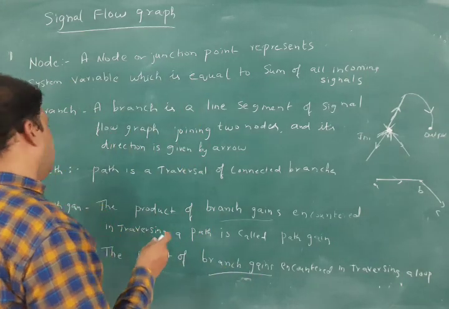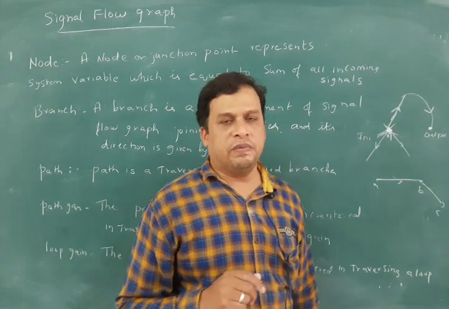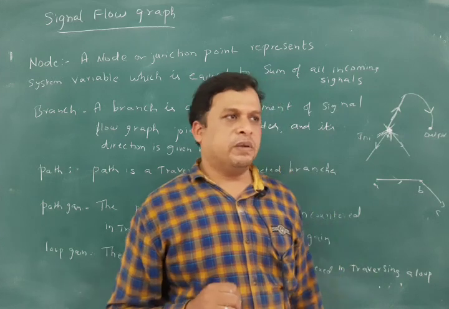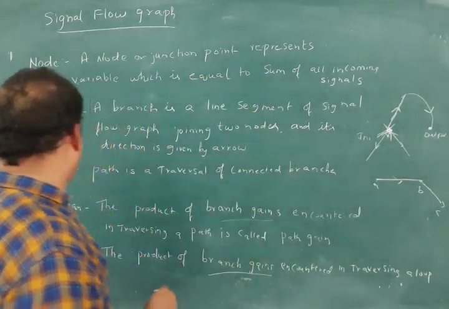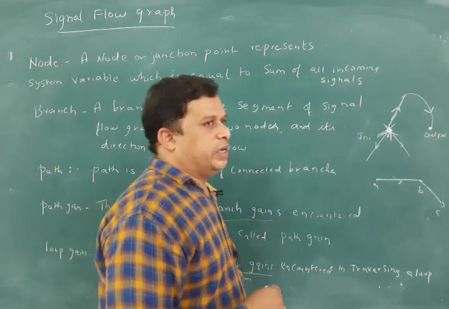And one more thing here is the self loop. What is a self loop? A single branch is called a self loop. So these things should be remembered here: about the path gain, the loop gain, path, branch and node. These are some important parameters here.